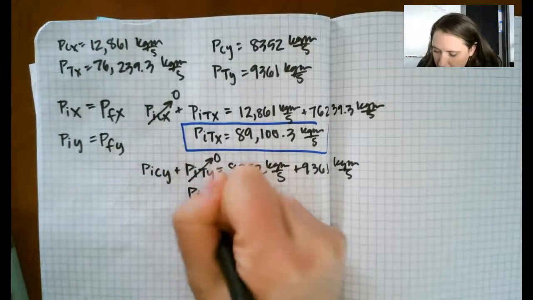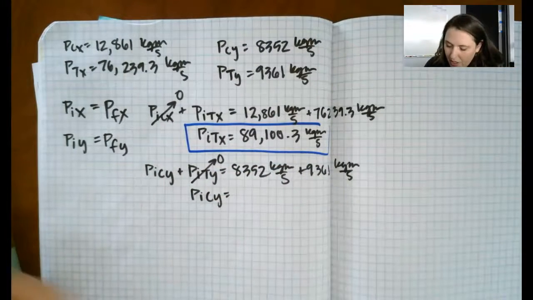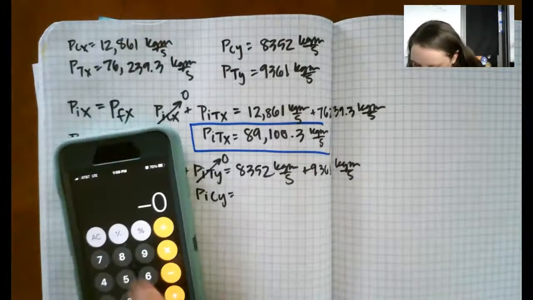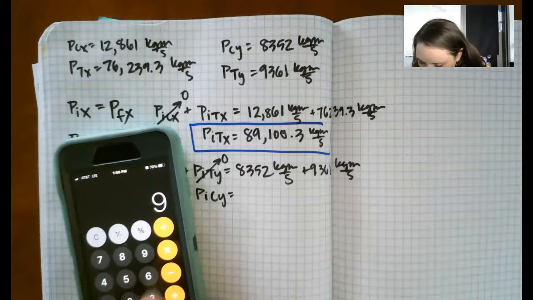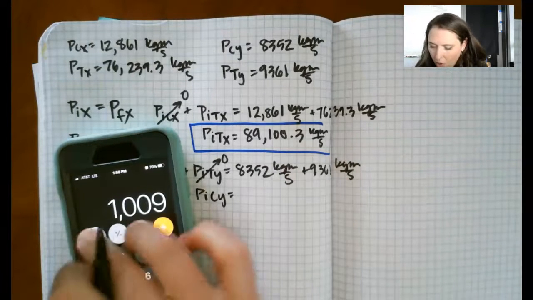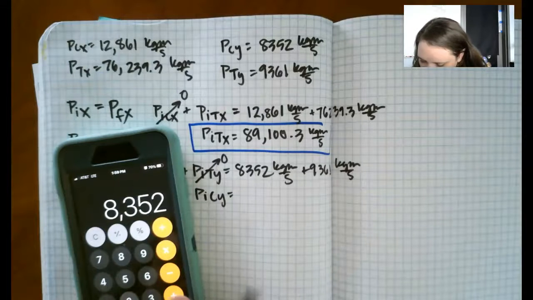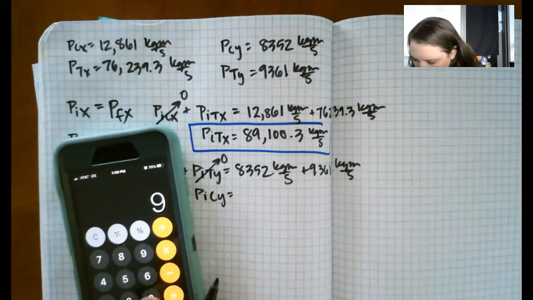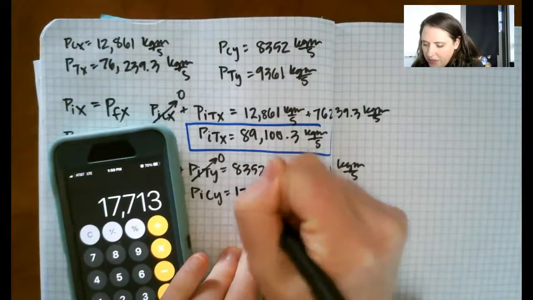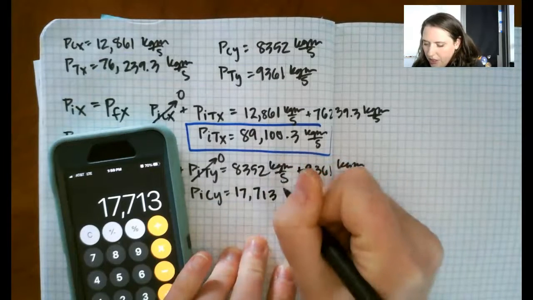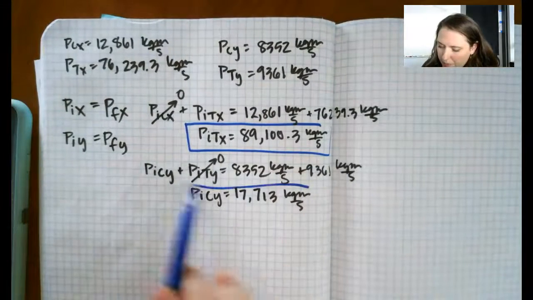The initial momentum of the car in the y direction is 8,352 plus 9,361. Whoa! It helps if I do the right numbers here. Hang on. So 8,352 plus 9,361. Much better. 17,713 kilogram meters per second. So I got two numbers now for the momentum.